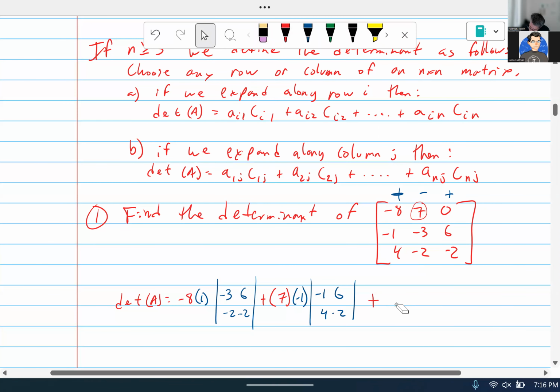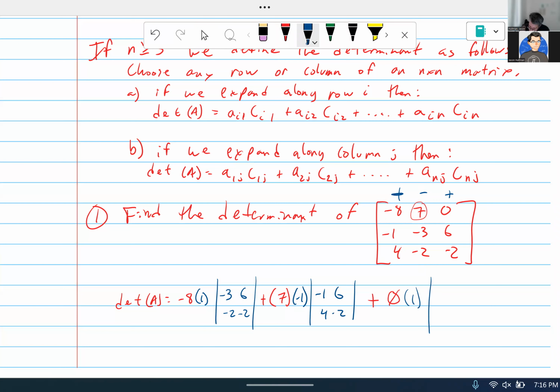So we're going to get 0 times, this is now going to be a positive 1, positive 1 times my determinant. Again, cross off row and column, and I get -1, -3, 4, and -2 as that determinant.